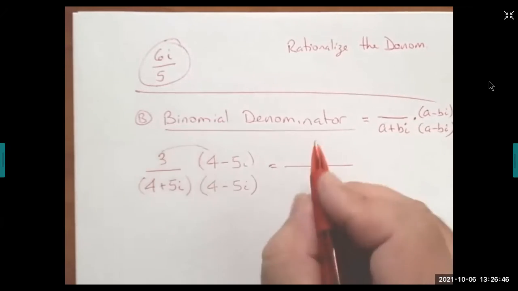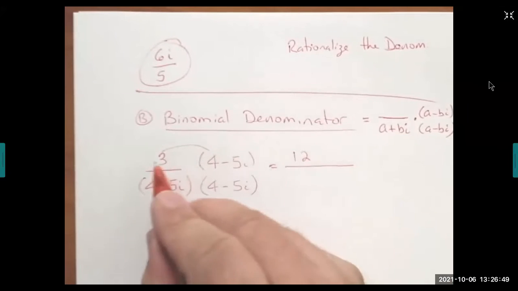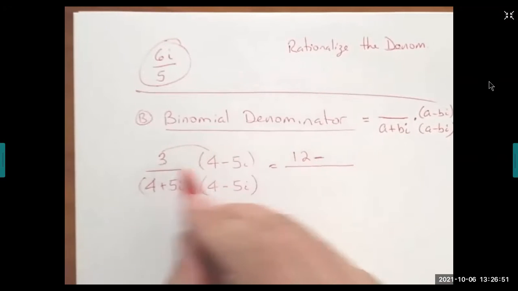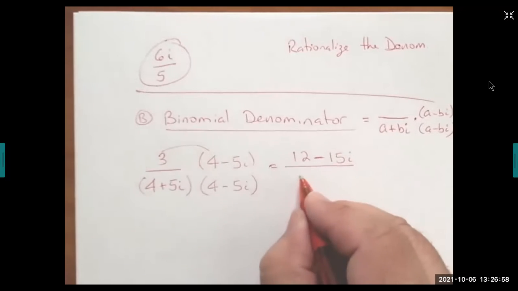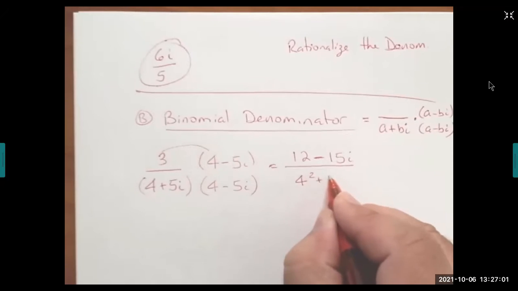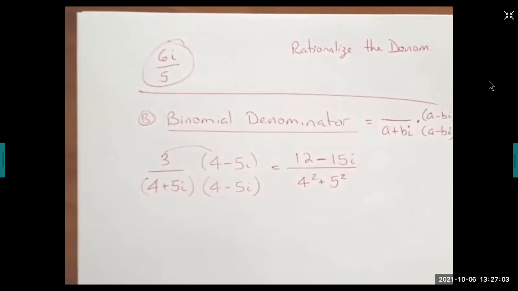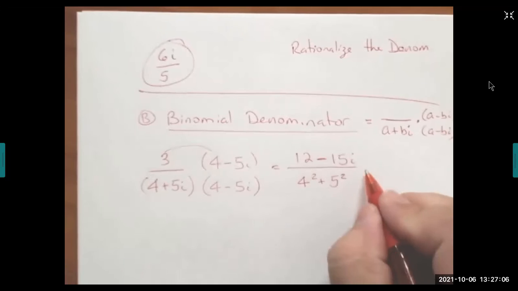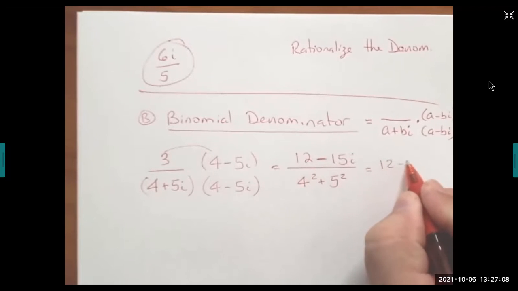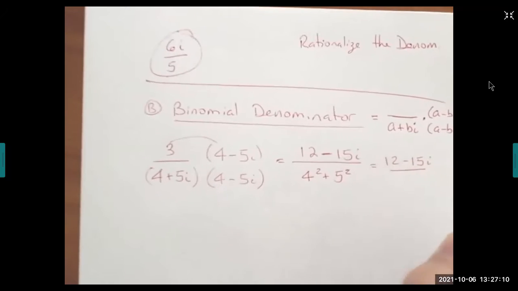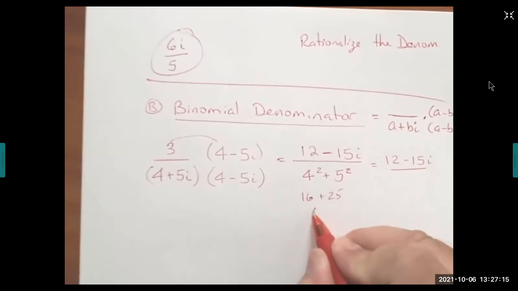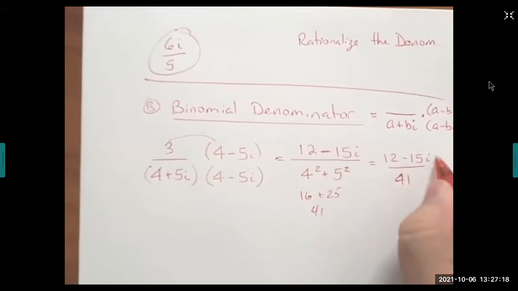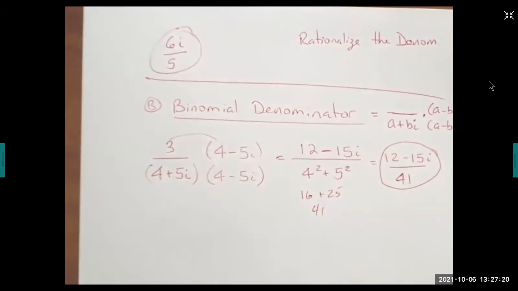So 3 times 4 is 12. Positive times negative is negative. 3 times 5 is 15i. On the bottom, we know the shortcut. Just take the two numbers, square them, and add them together. 12 minus 15i. 16 plus 25 is 41. There's your answer.